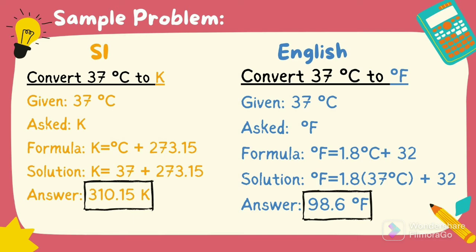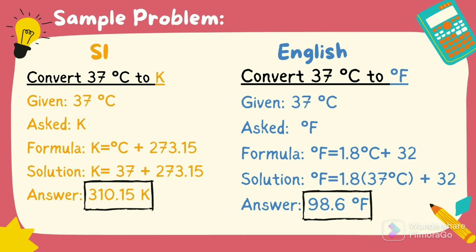We are tasked to convert 37 degrees Celsius, which is the average temperature of our body, to the SI unit Kelvin. Let us write down our given: 37 degrees Celsius, or as Kelvin. Formula: Kelvin is equal to degrees Celsius plus 273.15. Let us replace the given value. Kelvin is equal to 37 plus 273.15. Now we will get our final answer, which is 310.15 Kelvin.